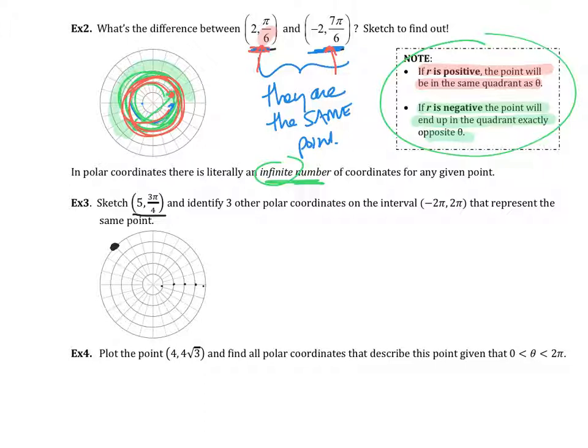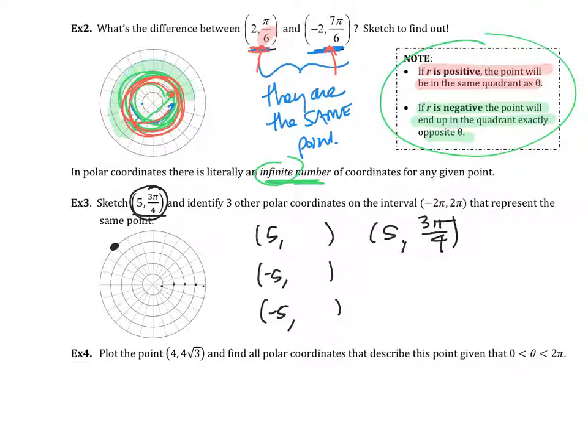So I'll give you a hint. Two of the ways are going to have positive r's, and two of the ways are going to have negative r's. We've already listed one of them. It's right here. So (5, 3π/4) is one way. To get another positive radius, I'm going to go out positive 5, but instead of rotating the positive direction, I can now rotate the negative direction. So it would be (5, -5π/4).